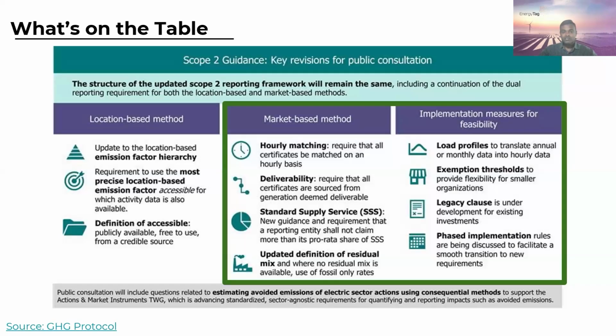Deliverability requires that all the certificates are sourced from the same market boundary. In many markets, it works at the bidding zone level, or in some markets, the country boundary is the market boundary. Then the standard supply service, or SSC, is basically the standard supply by the utility to their end consumer. They can claim clean energy provided the attributes are allocated to them.